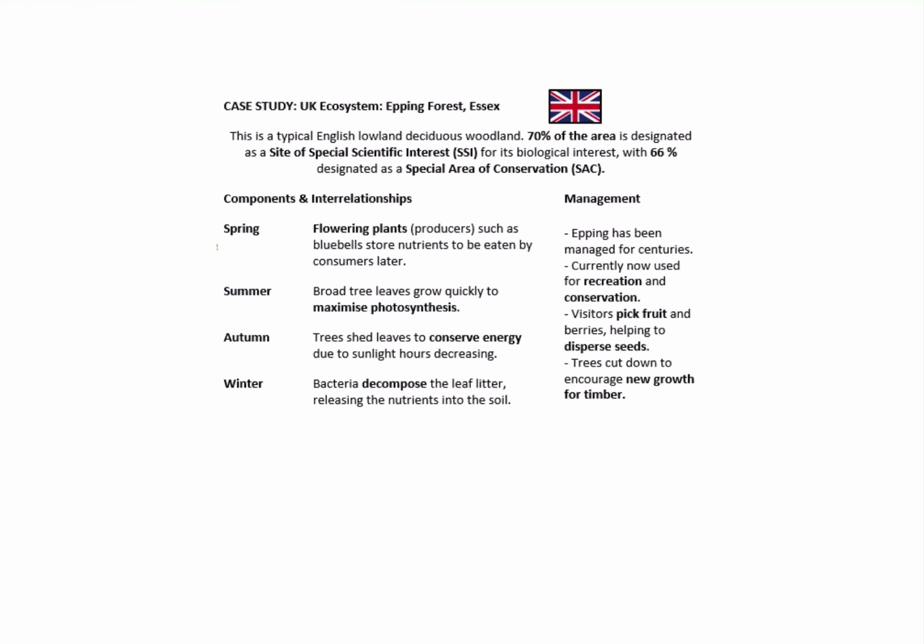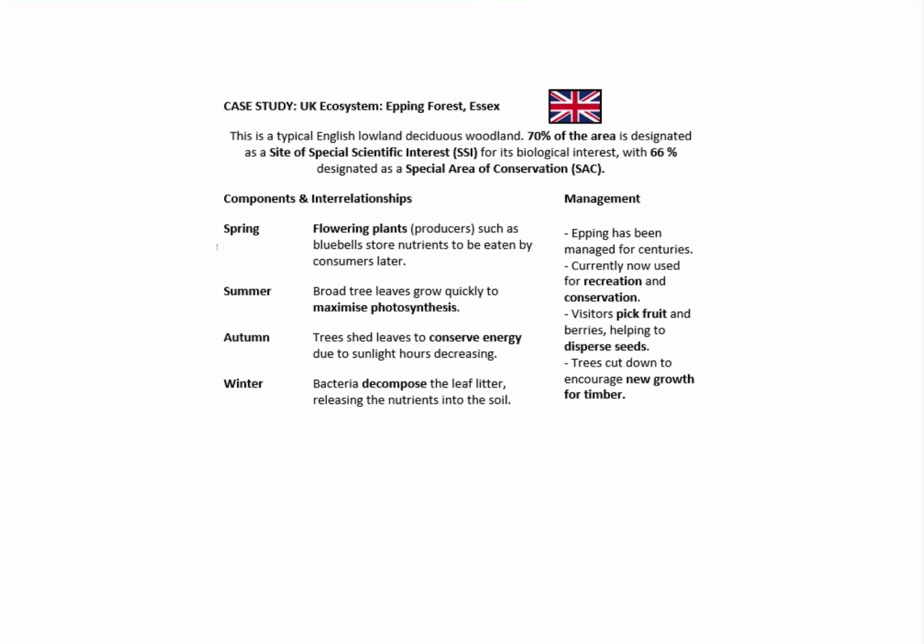Your case study then of a UK ecosystem is going to be Epping Forest. Could you explain the nutrient cycle linking it into Epping Forest? So that example I did of trees in the autumn would work really well here. Think about why this area is particularly interesting, why does it need protecting? So it's a Site of Special Scientific Interest, so it's a triple SI site. Again, it's hugely valuable, so they've got lots of conservation in place.